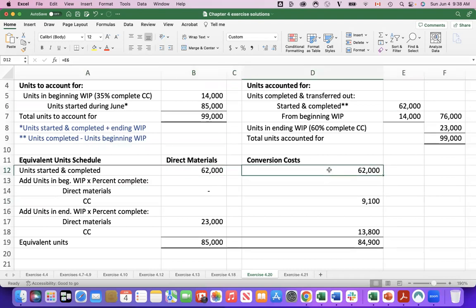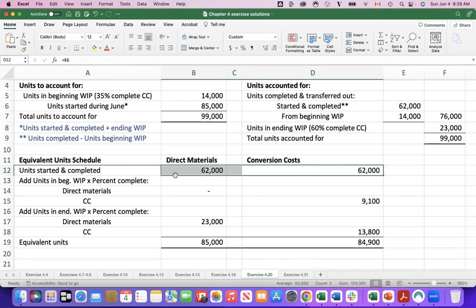For conversion costs, it's also 100% complete because remember, you incurred all the labor, all the overhead because these are fully completed units and they were all started in the same period. So all conversion costs were incurred in the month of June. That's why this amount is also 62,000. These are 100% complete in the month of June with respect to both direct material and conversion costs. So that's why we don't have to do any calculations there.